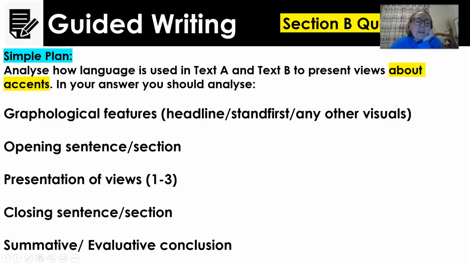So this is the element that we could learn. Now I'm just circling here because sometimes I try and create nice little acronyms. There is no acronym. But what we want to know is that an essay plan in exam conditions for a section B question 3 covers graphological features, opening, presentation of views, closing sentence, summative and evaluative conclusion. So that's a simple plan. Then within each of those areas, what do we do?